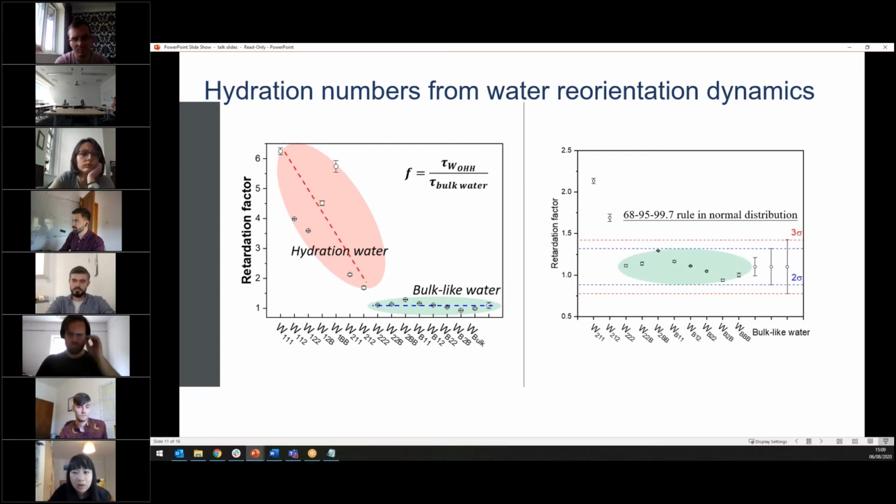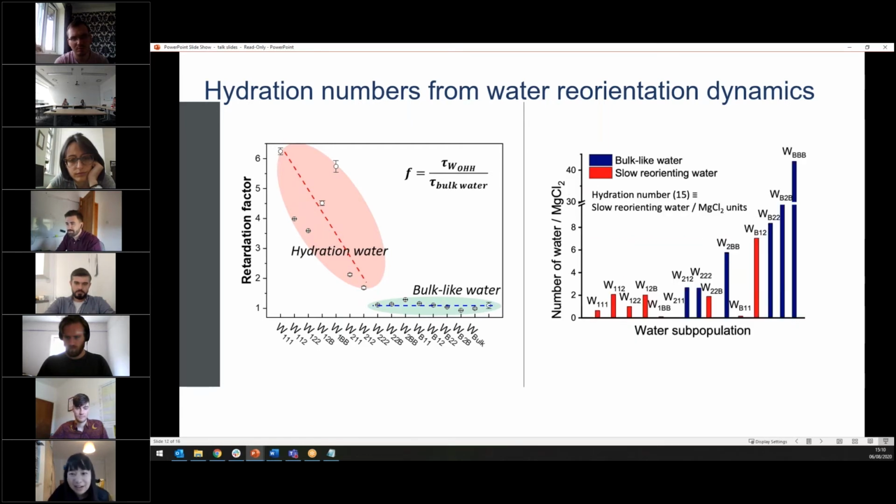So we use a statistical approach to clearly classify the bulk-like water and hydration water. The 68-95-99.7 rule in normal distributions, also called the empirical rule, is used here. You can clearly see that W211 and W212 are distributed way above 3 standard deviations, even larger than 4 standard deviations. So it is reasonable to categorize them as dynamic hydration water. Now for the right figures, please go to the next slide.